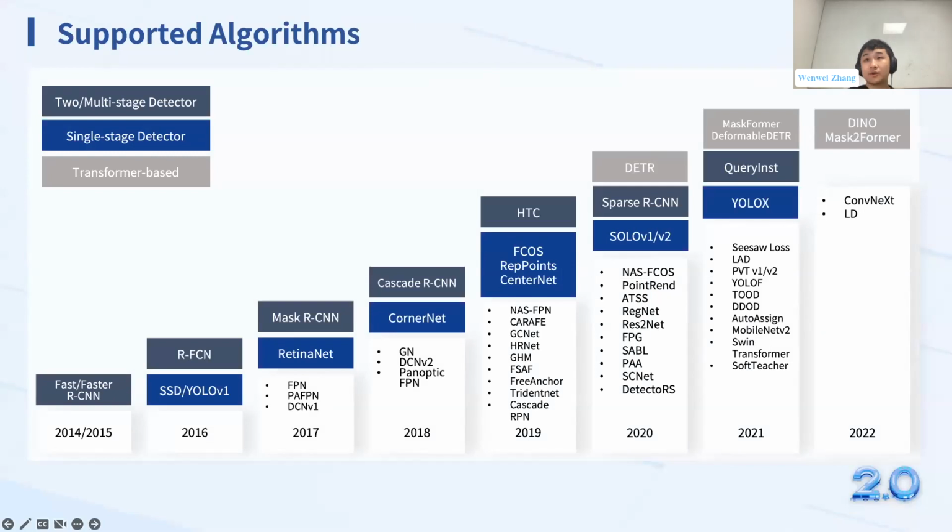And MMDetection also supports many algorithms. As you can see, we support two-stage detectors, multi-stage detectors, single-stage detectors, and detection transformers. We support Fast R-CNN, released in 2015, and up till now we support DINO, Mask2Former, and ConvNeXt. And we also support RTMDet, which was released by the MMDetection team, which I will introduce later, a new high-precision and real-time object detector.